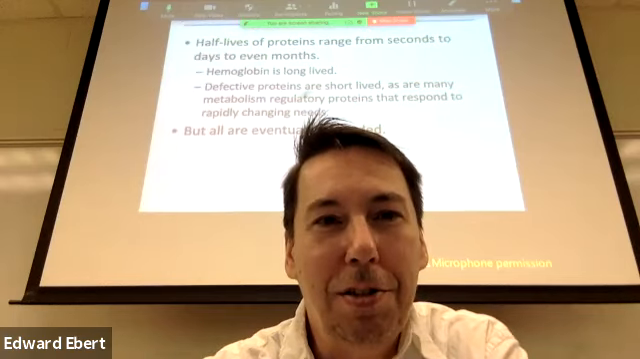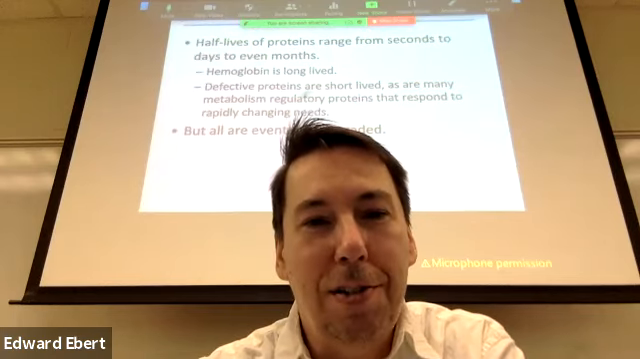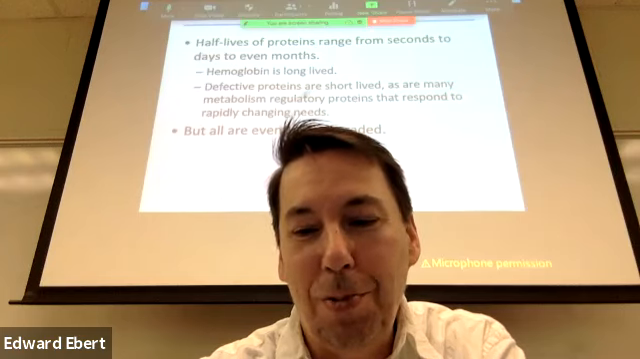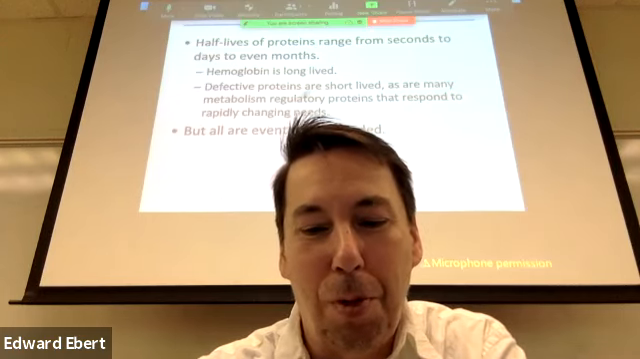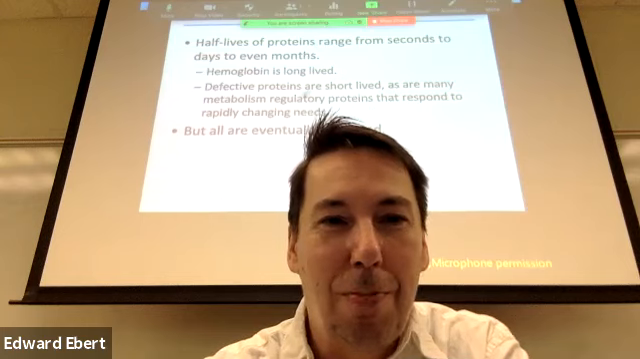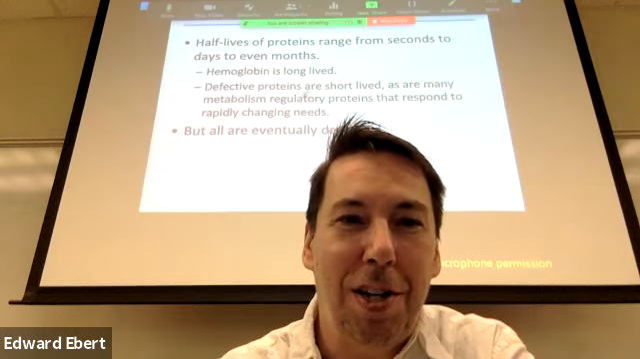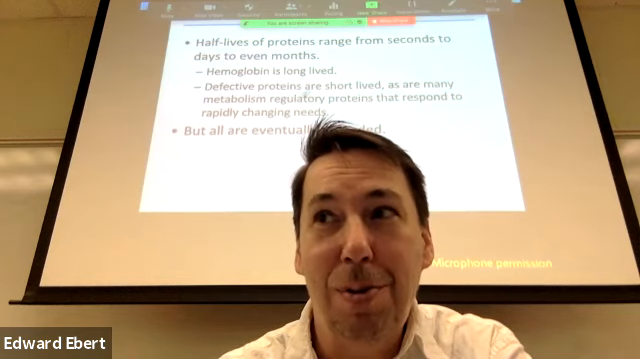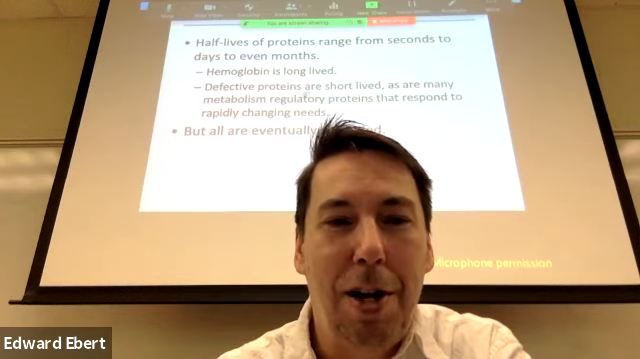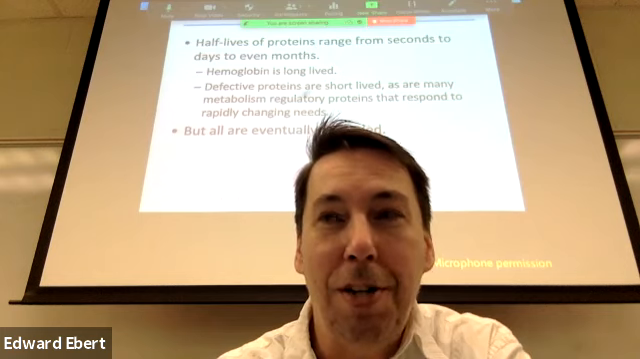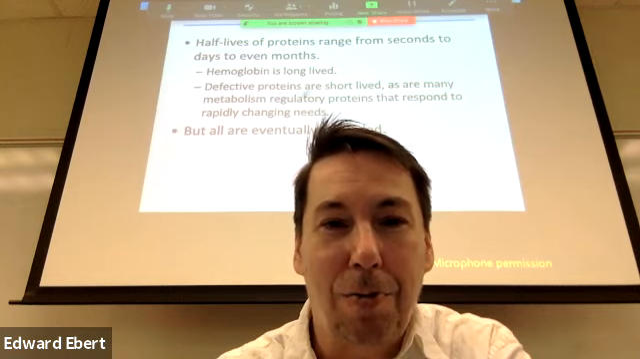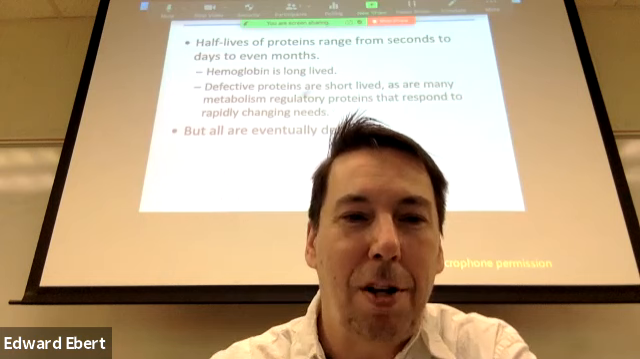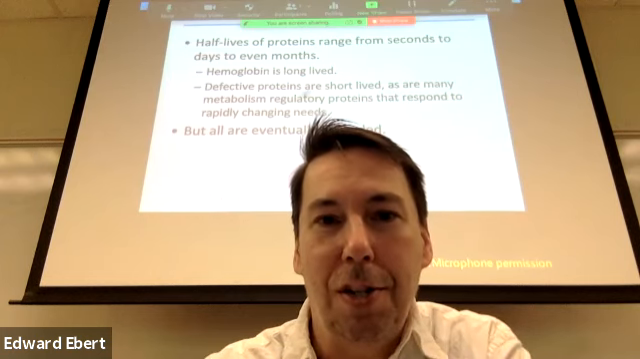Speaking of big complexes, when we degrade our proteins, we're going to recycle them or do something with them. For example, proteins will stick around for seconds to months. Hemoglobin tends to be around for a very long time. Our defective proteins tend to get recycled very, very quickly. All proteins, though, eventually get degraded.